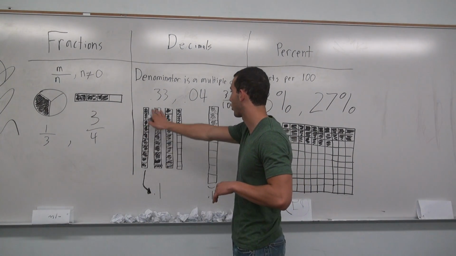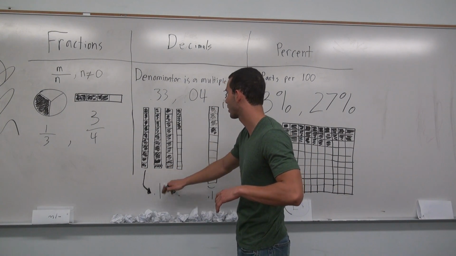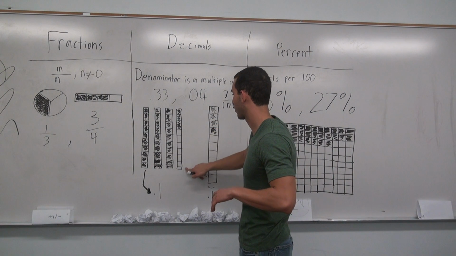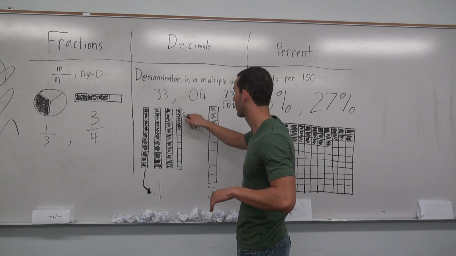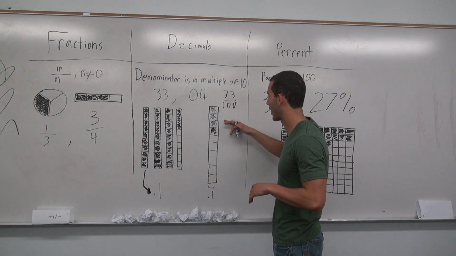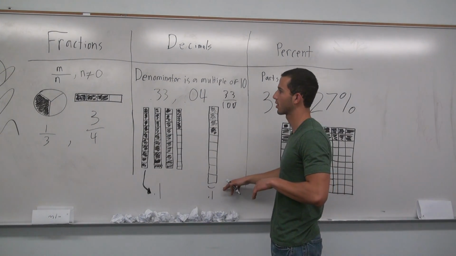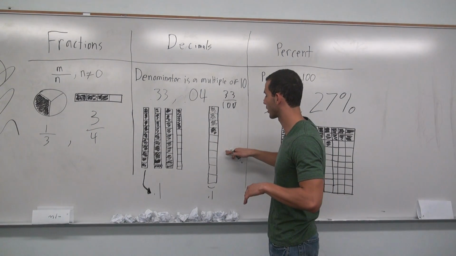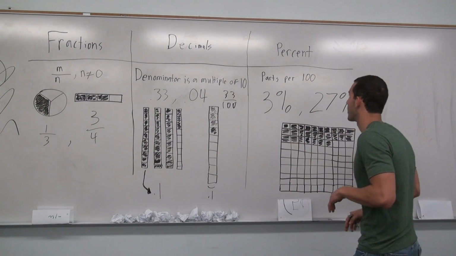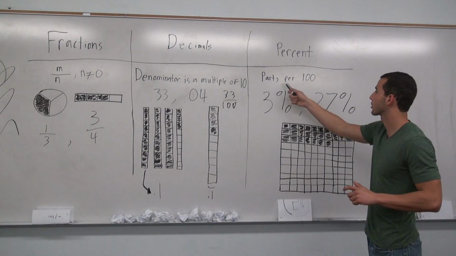We have 0.33, so these are each a column of 1/10 each. So we have 3 full 1/10, and then 3 in the last 1/10 to get 33. And then this is 0.04, and so notice we only have 4 marked in this 10th column. So it takes 10 hundredths to make a full 10th, and we only have 4 of those hundredths.